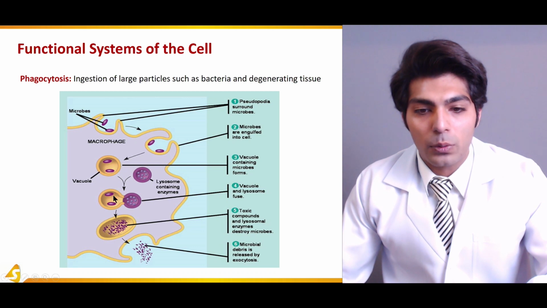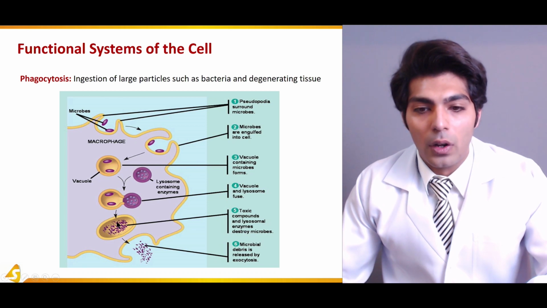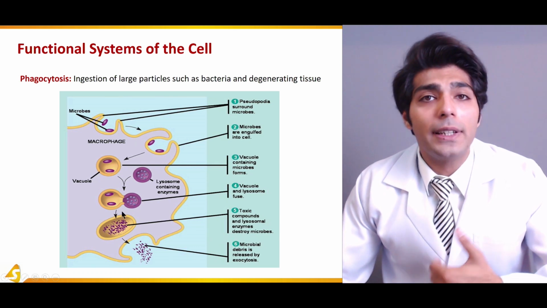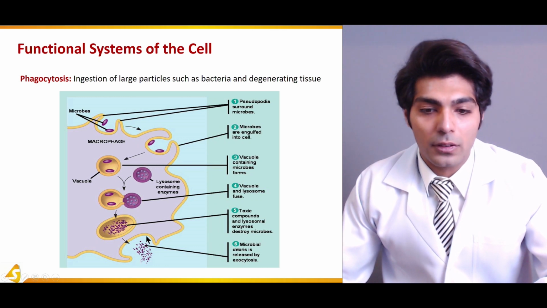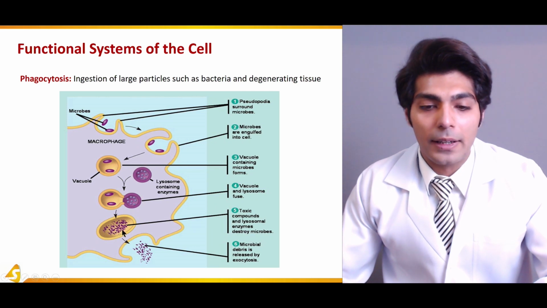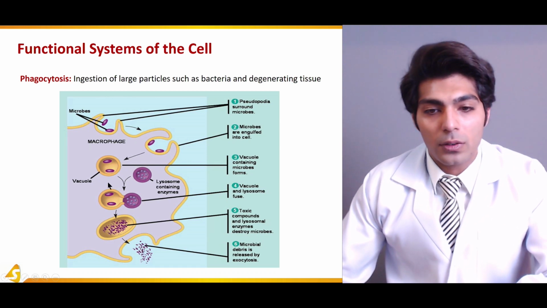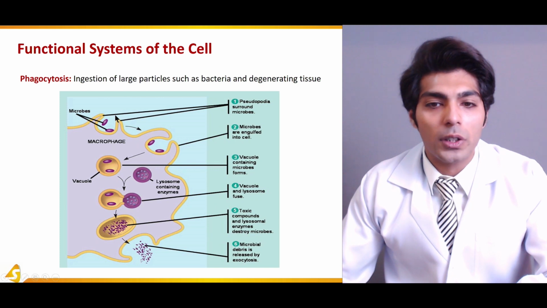They become attached with the lysosomes. The hydrolytic enzymes, toxic compounds and lysosomal enzymes destroy the microbes, and the microbial debris is released by exocytosis. All the remnants of the microbes are excreted outside of the cell. That's how phagocytosis works.